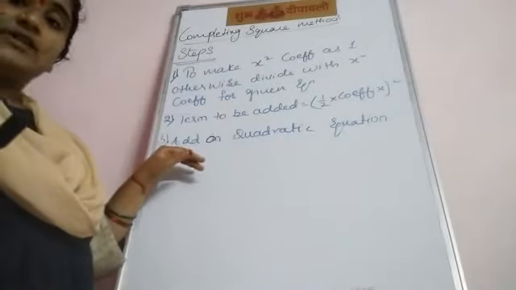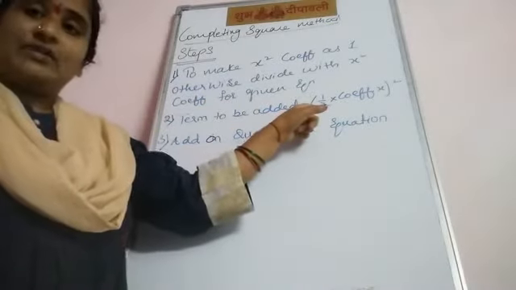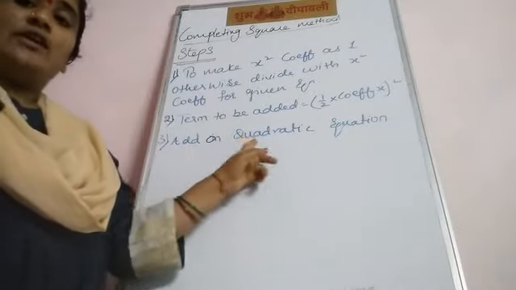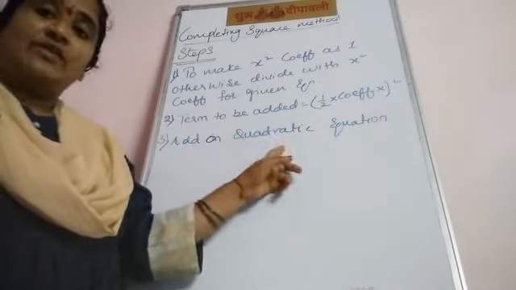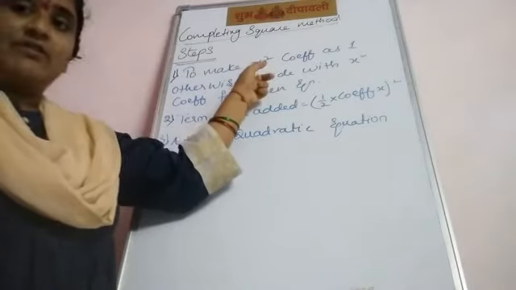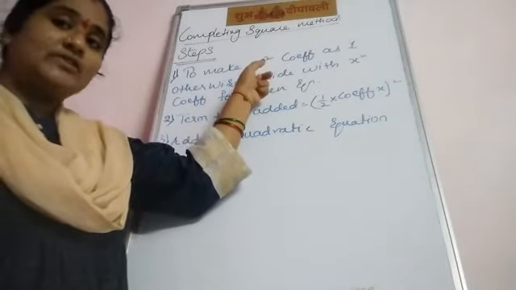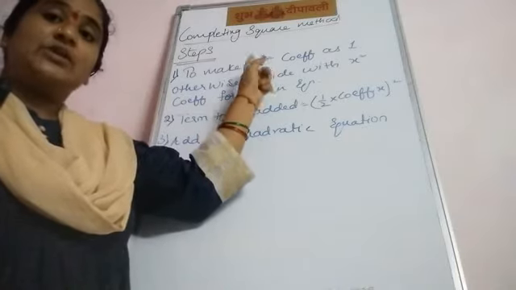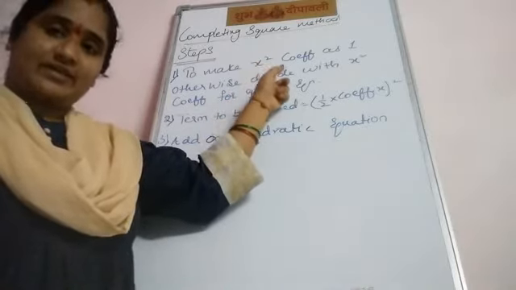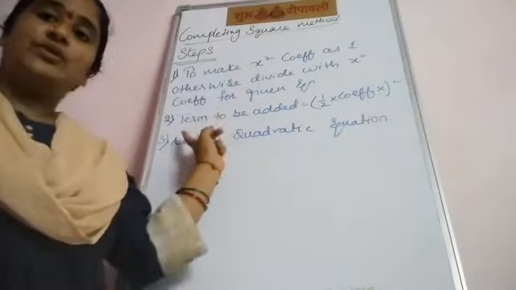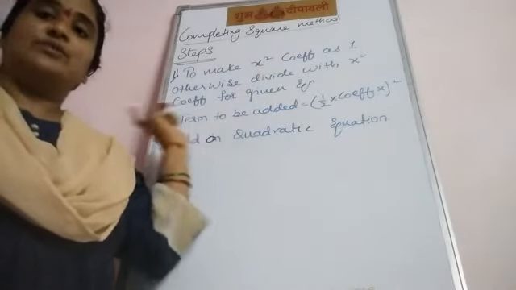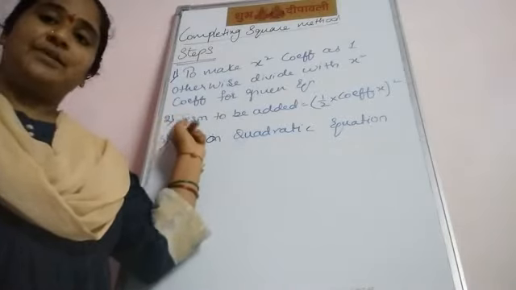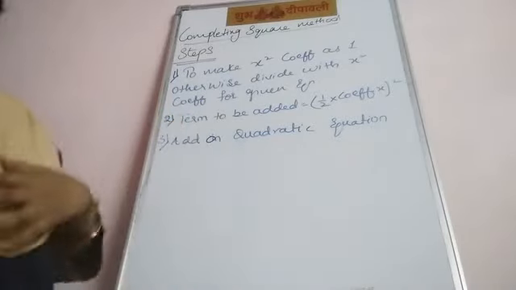And last step, here you will get the value. That value you need to add to the quadratic equation. In which equation? In the first one, when you made the x square coefficient 1. For that equation you give the number 1. In that equation you are going to add this value, the term to be added. These are the steps for the completing the square method.